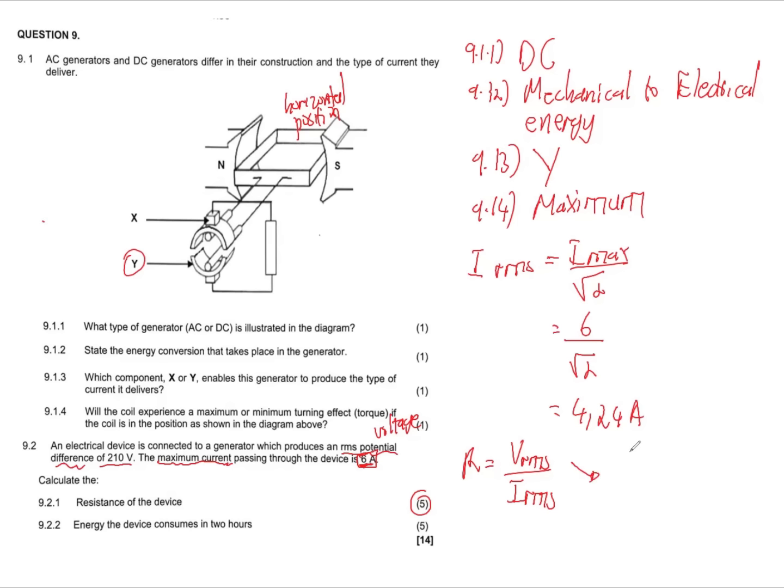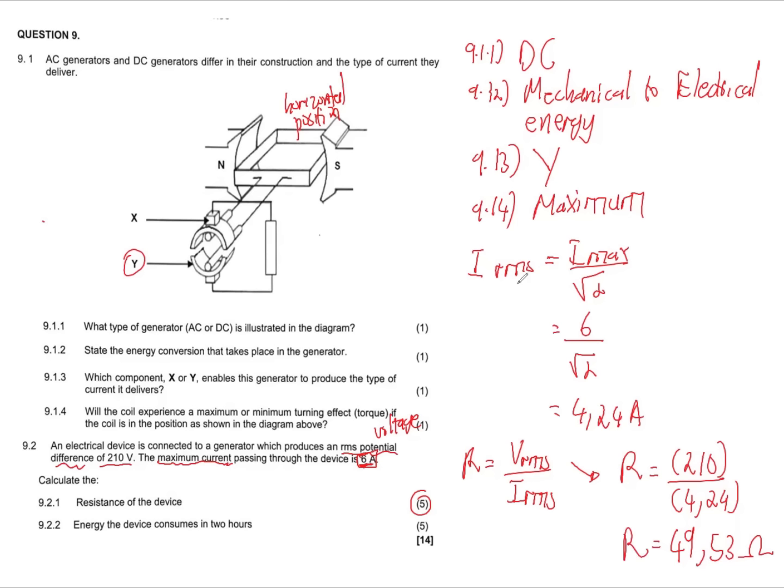Then R is equal to our VRMS, which is 210. Then our IRMS, we're going to substitute the 4.24. So this is 210 divided by 4.24, and then this is going to give us 49.53 ohms. Oh, not watts, ohms. Sorry for that. Yes, so that's our resistance right there.